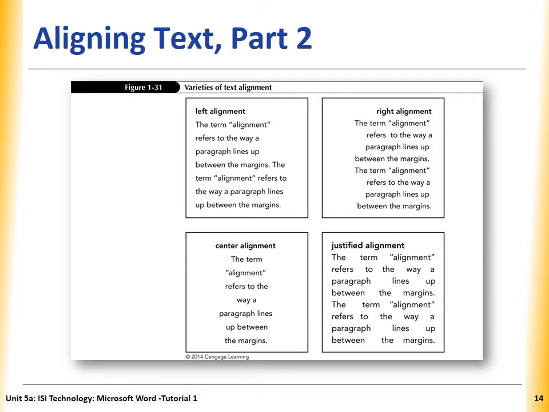Here we have examples about aligning text. For example, the first one is left alignment. All the texts are to the left of this box. Here they are to the right. Here they are in the center. And here in the justified alignment, if you can see, all of them have the same length.